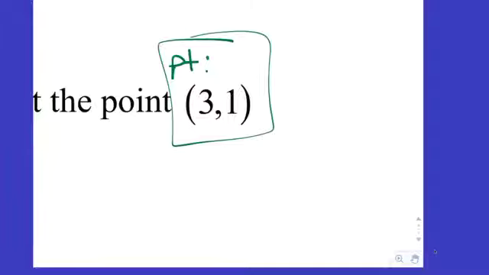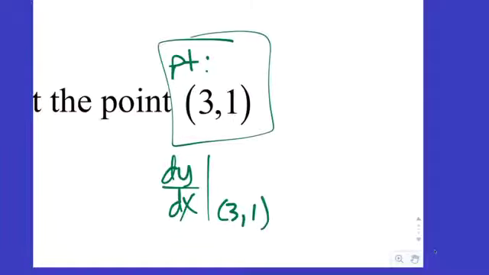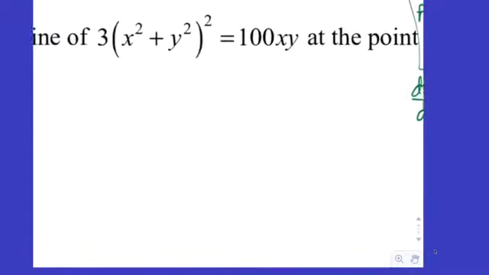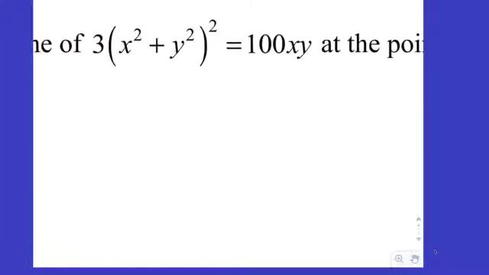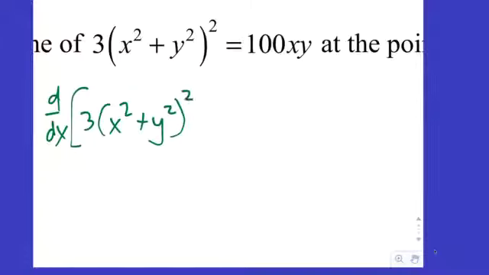All we need is the slope at that point. We just need the derivative of y with respect to x at the point 3, 1. How hard could that be? Well, let's see. First of all, it's not solved for y, is it? Do you want to solve it for y? Probably not in this section. So I think we're going to take the derivative implicitly. So d dx of the left side, x squared plus y squared, quantity squared, there's no reason to expand that out, equals d dx of 100xy.